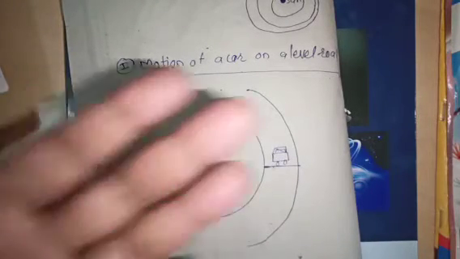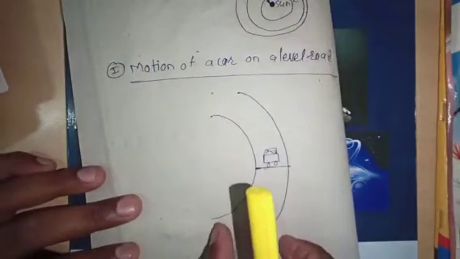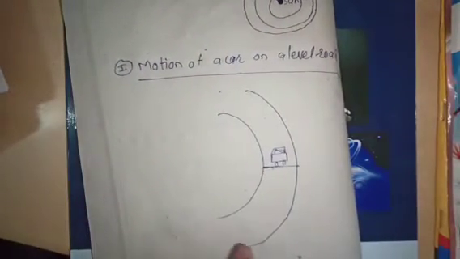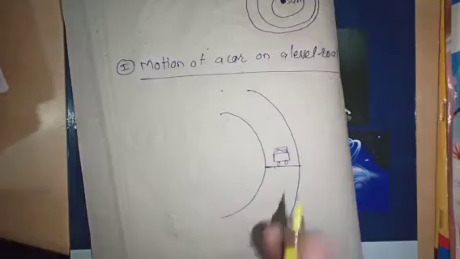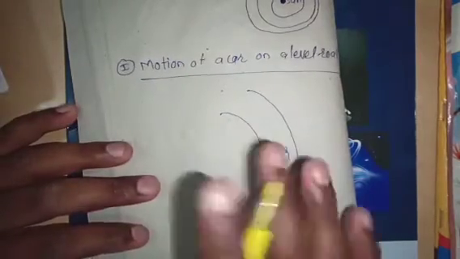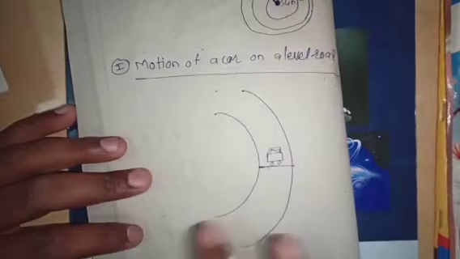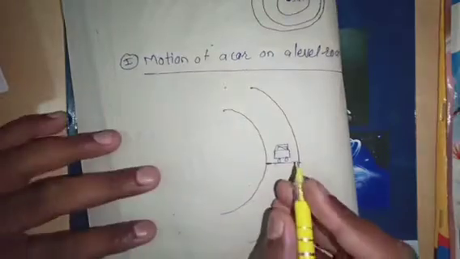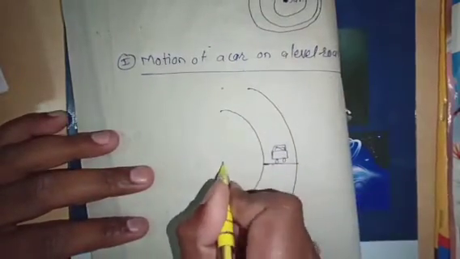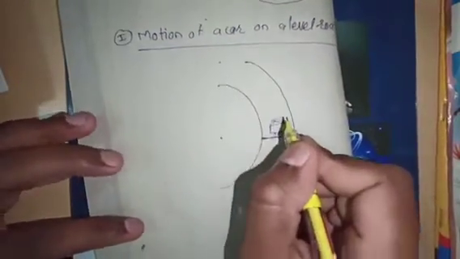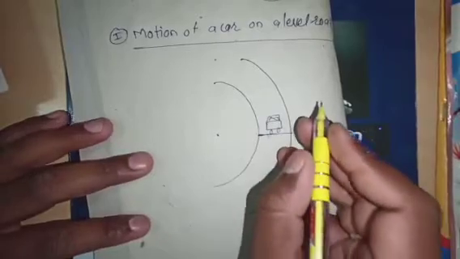When there is a circular turning, and on that circular turning the road is level, then what happens? Motion of a car on a level road. Now consider the mass of the car is m.